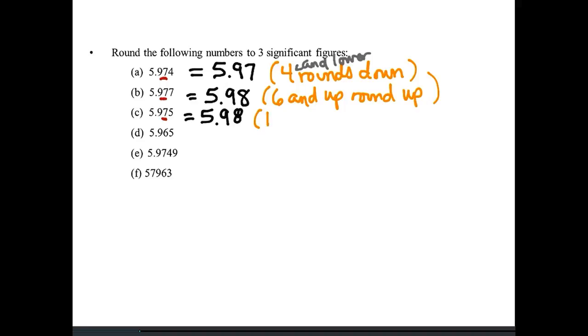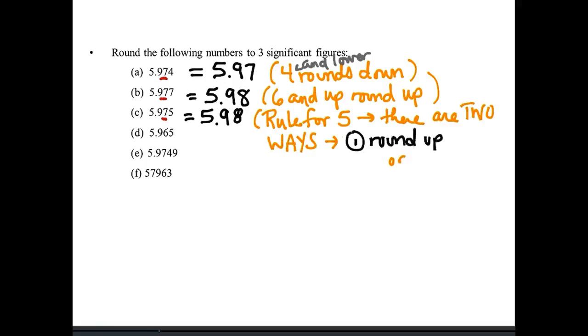Now there are 2 different rules for rounding 5. And so the rule for 5, I want to tell you 2 different ways, okay? There are 2 ways to do this. You can either always round up. That's probably the way you learned it in high school, is that you always round 5 up. However, because 5 is in the middle, if you always round 5 up, then you can tend to skew your data a little bit, and that sort of pushes everything to be a little bit higher than it should be.